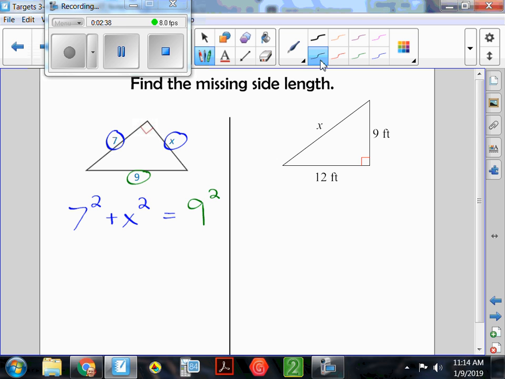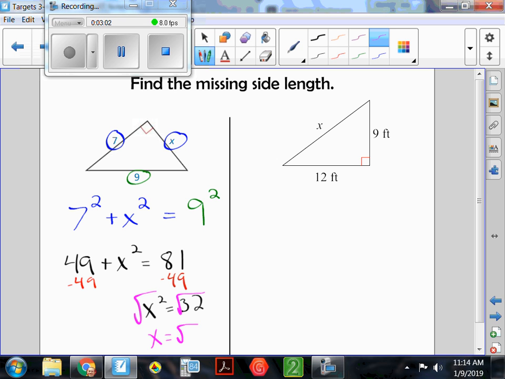Then I'm going to solve this problem. So 7 squared is 49 plus x squared is equal to 9 squared, and 9 squared is 81. I can subtract 49 on both sides of the problem, and x squared will equal 32. To find x, when we have a squared, we'll take a square root. And so x equals the square root of 32.